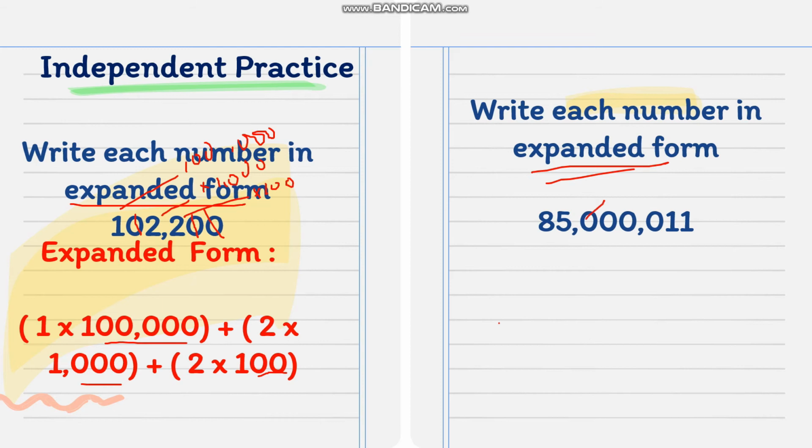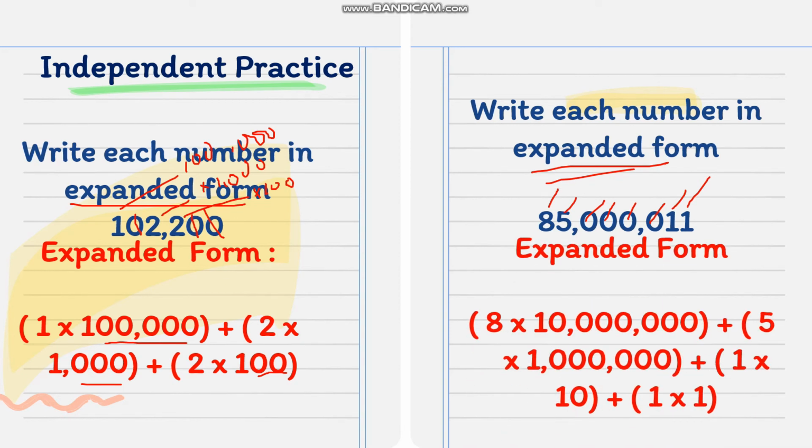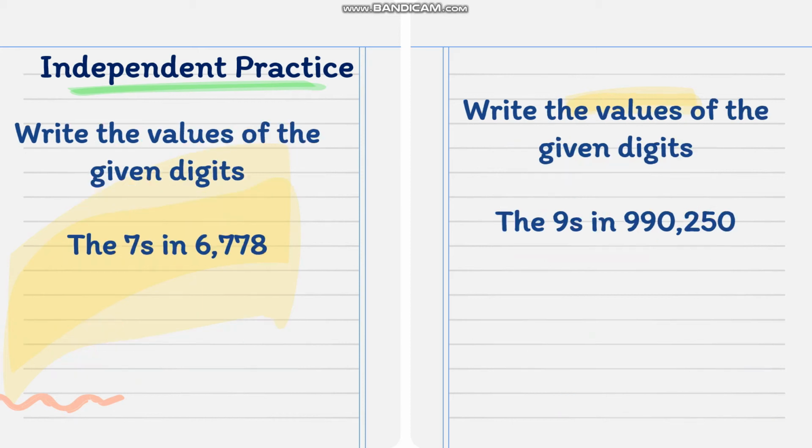Expanded, I told you, if it is 0, not included. So you just simply use this digit. So 8 multiplied by 10 million, because it is in the 10 millions place, plus 5 multiplied by 1 million, because 5 is in the millions place, plus 1 multiplied by 10, because the first 1 is in the tens place, and plus 1 multiplied by 1, because it is in the ones place. Okay?